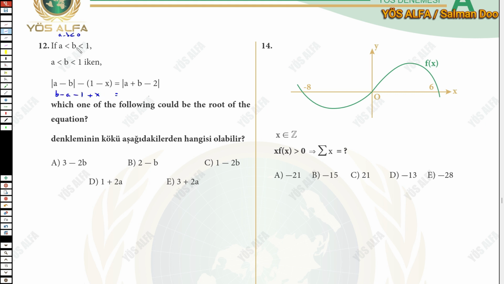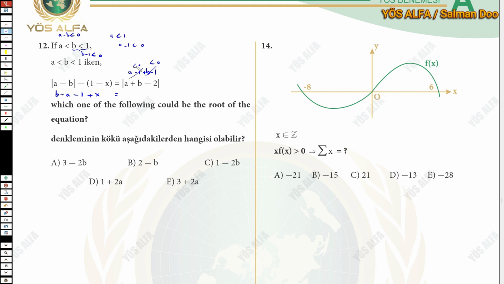How about this? We know that b minus 1 is less than 0. We can write it this way. This expression is the same as a minus 1 plus b minus 1, so this is less than 0. How about a minus 1? Since a is less than 1, a minus 1 is also less than 0, so this is also less than 0.